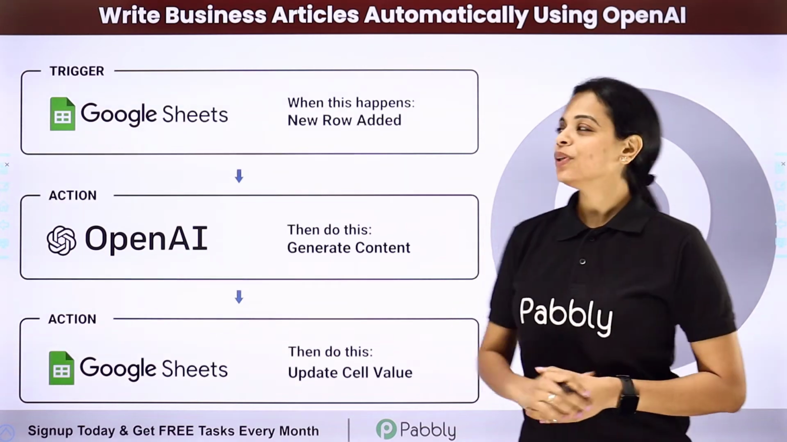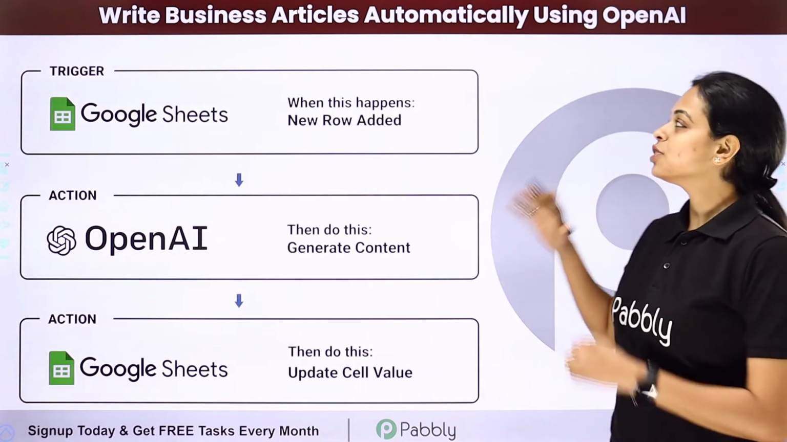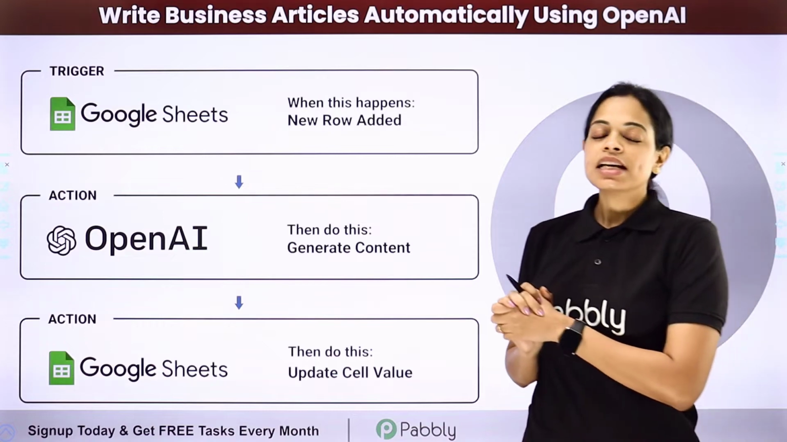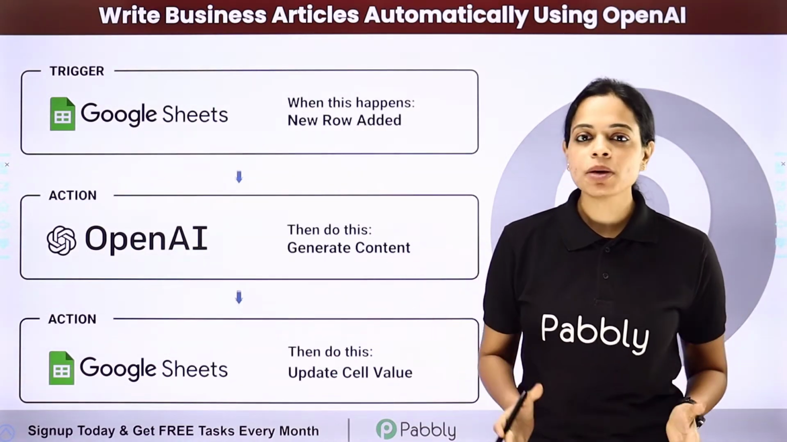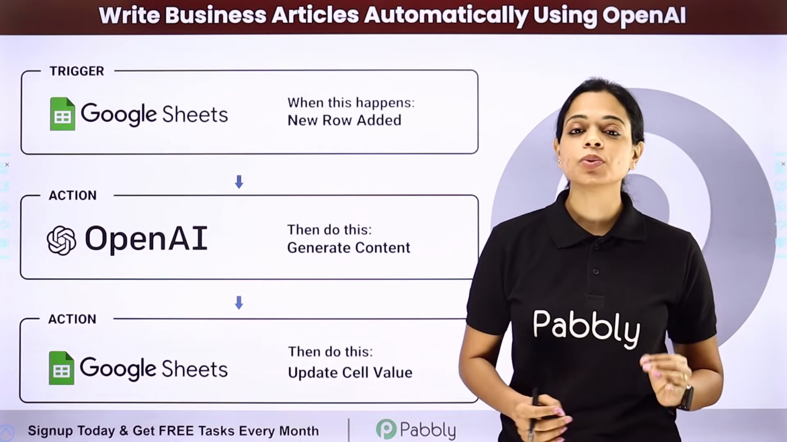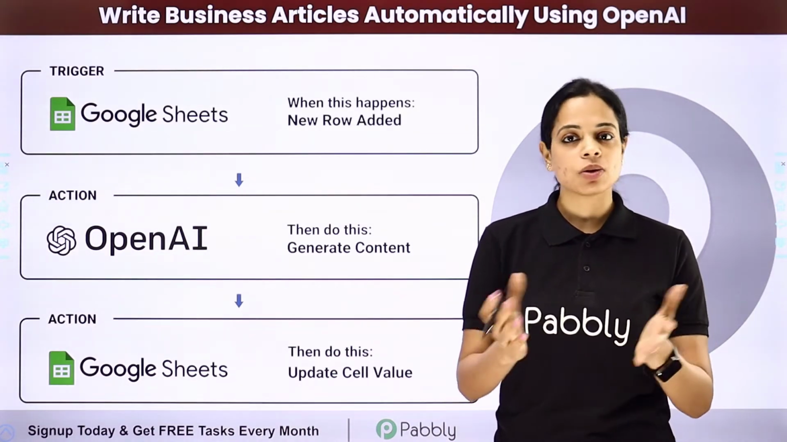In this video, we are going to see how to write business articles using artificial intelligence. So here we have taken the example of OpenAI, which is an artificial intelligence and deployment company that helps you in generating content and images automatically.